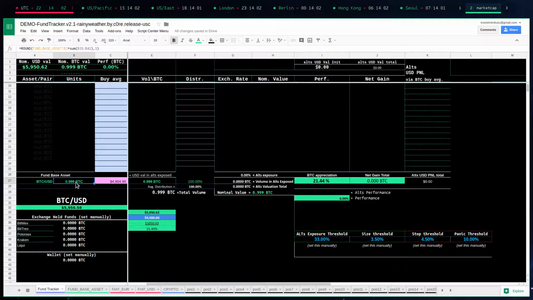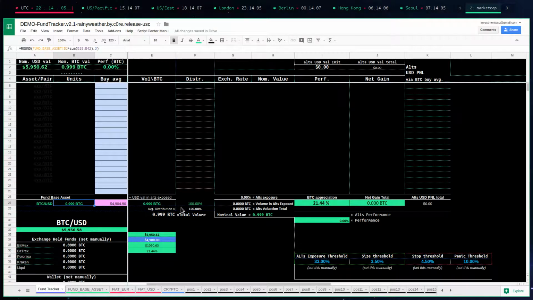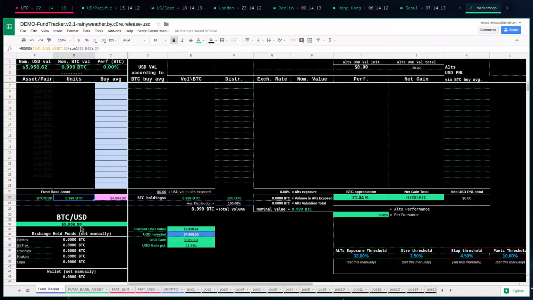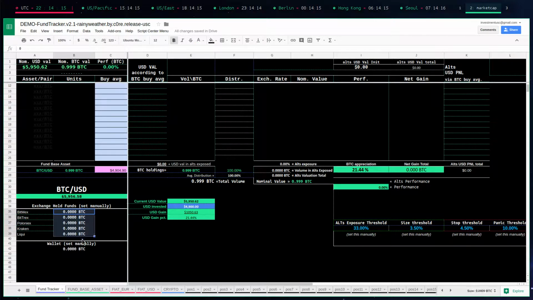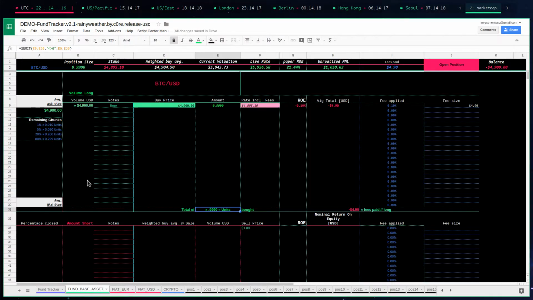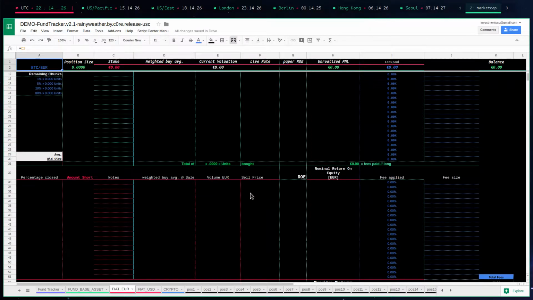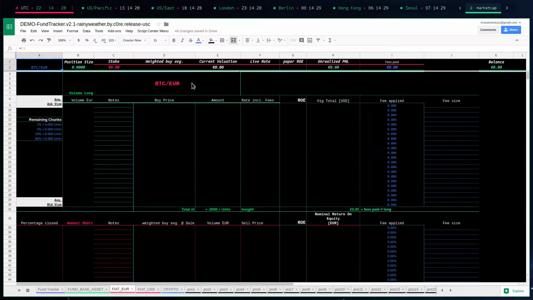And this value here, our total Bitcoin holdings, which are also reflected here and here. This is calculated through the sum of this plus our actual position size of our fund-based asset sheet. I have a blank copy for euro pairs if you want to try that, where the formulas for, I think, the live rate are also substituted.